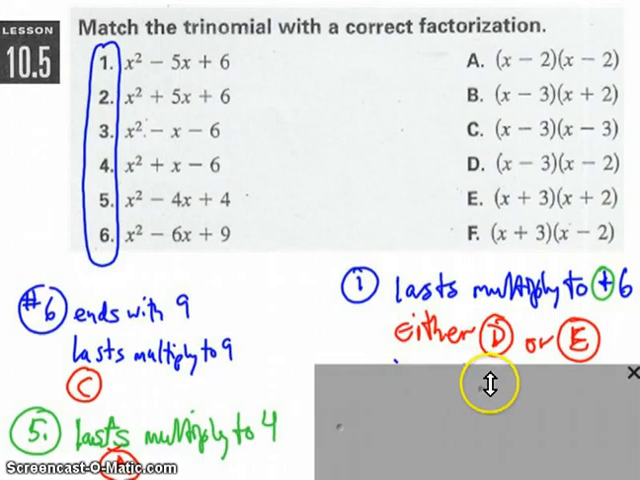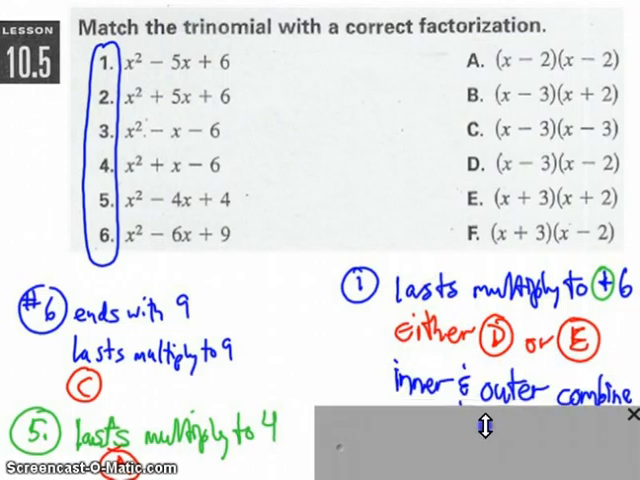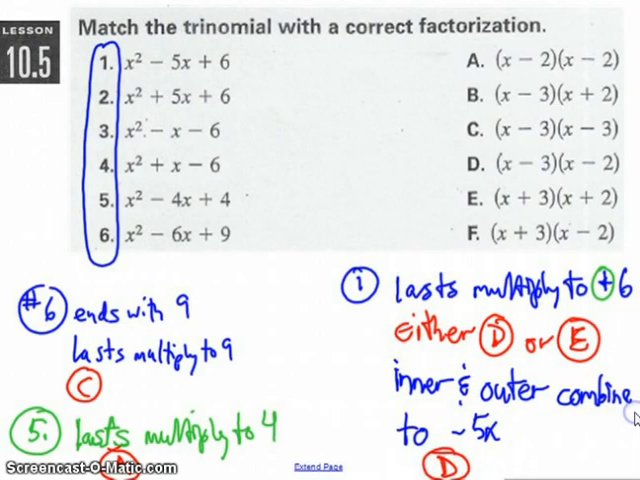So which answer is it? Is it going to be D or E? Now I look at what's the difference between 1 and 2. They might both end in 6, but the middle term for number 1 is negative 5. That means the inner and the outer are going to combine to make negative 5. The only case where that's true is D. For D, I've got negative 3x for the inner and negative 2x for the outer. So D is the one that matches number 1.